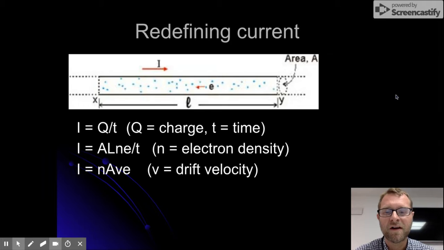This can be simplified a little bit because within this, we've got the length divided by time, which is going to give me velocity. In fact, that gives me the drift velocity. So the length traveled divided by the period of time is the drift velocity, and I'm bringing that drift velocity in. So the current equals nAvq.